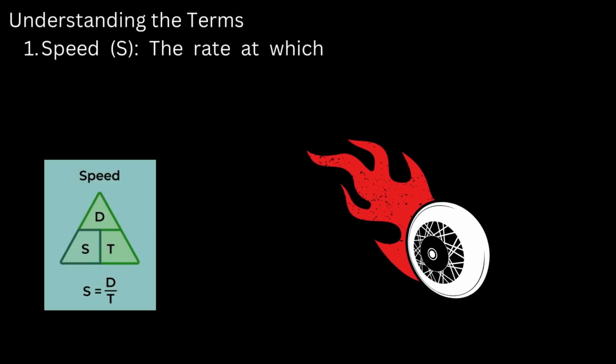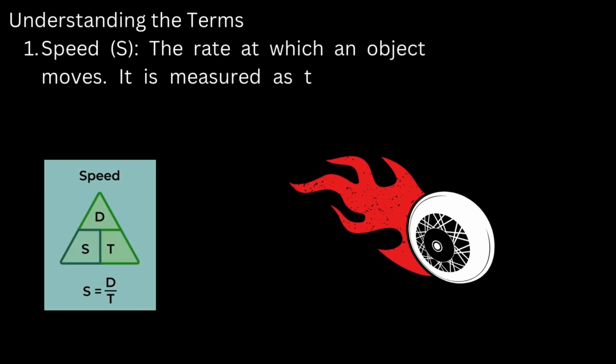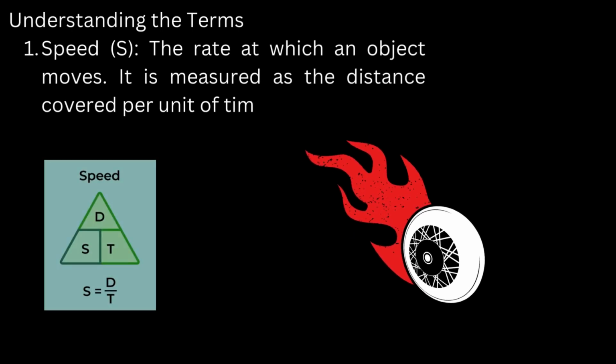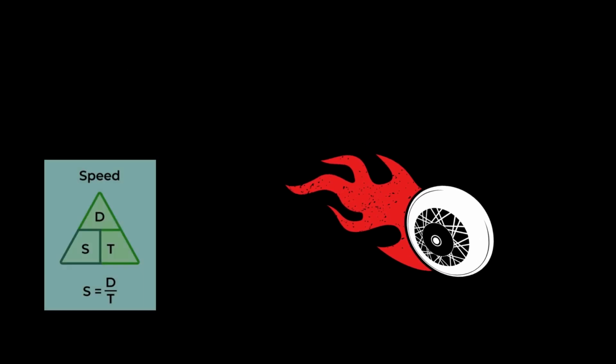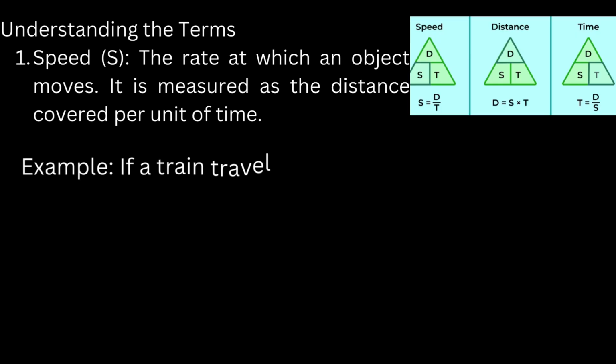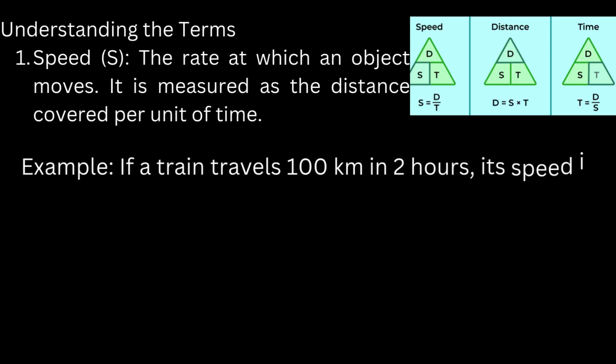Okay, let's see for speed. Speed is the rate at which an object moves. It's measured as distance covered per unit of time. If a train travels 100 km in 2 hours, then what's the speed? We have to do 100 divided by 2. We get 50 km per hour.